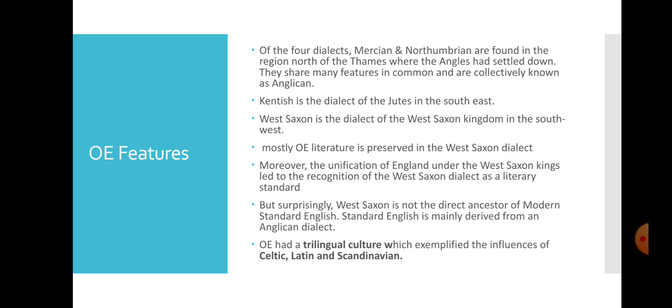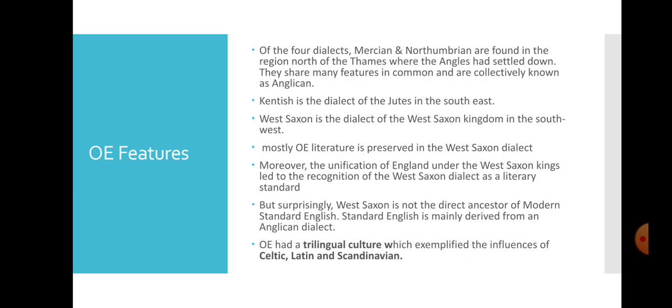But the most interesting fact is that this West Saxon dialect is not the direct ancestor of modern English. Even though West Saxon became prominent after the unification of England under West Saxon kings and was recognized as a literary standard, it is not the direct ancestor of our modern English or standard English. Standard English is mainly derived from the Anglican dialect. The Anglican dialect is the ancestor of our modern English.